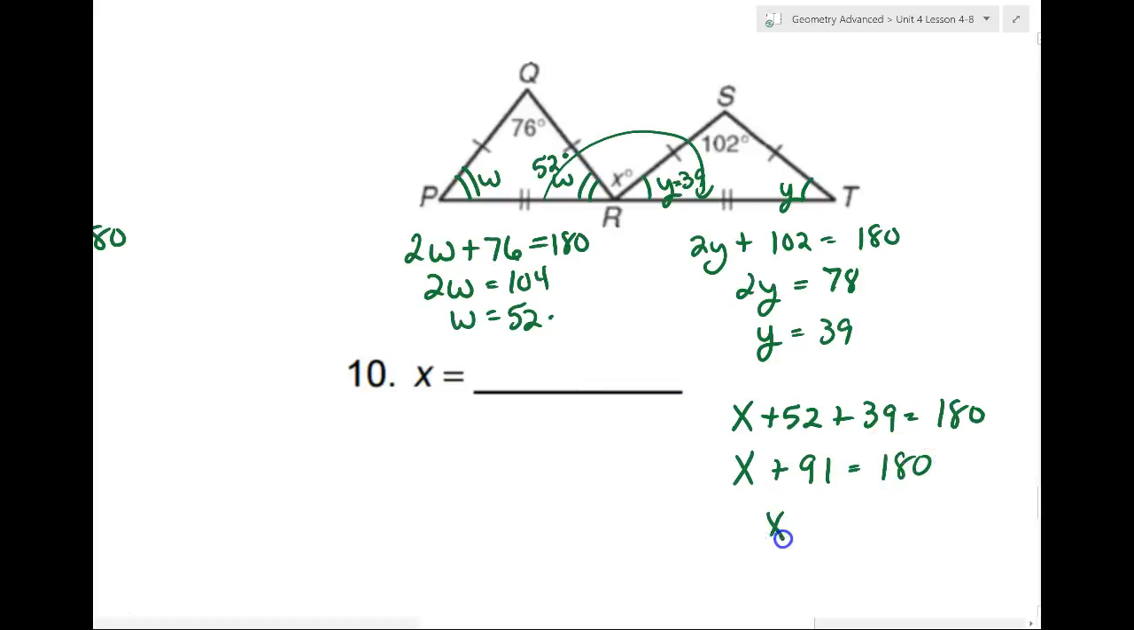And solve for it. You're going to get x is equal to 89. So for homework, a hint: if you're stuck, redraw your diagram and put in everything you know.